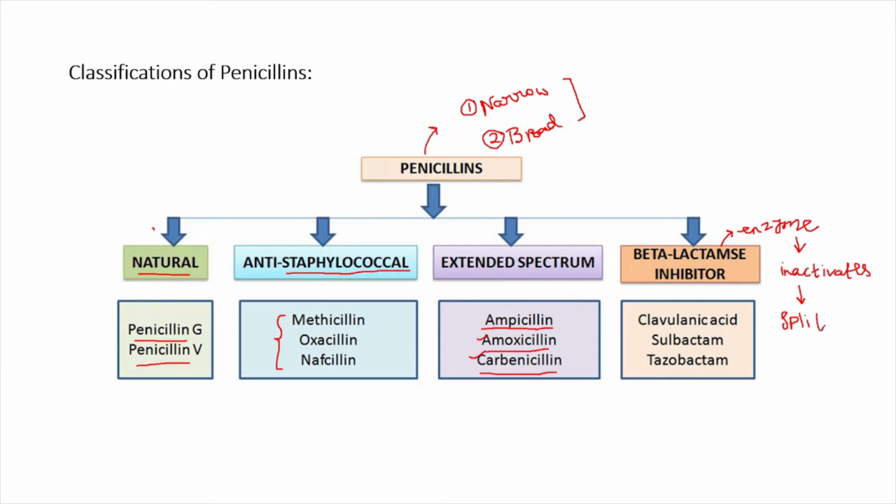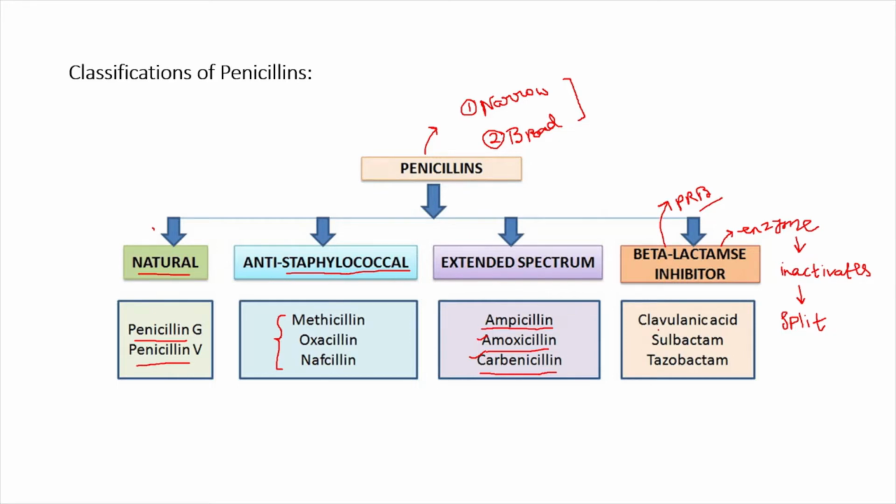Alright, so by splitting the beta lactam ring, what do we call such bacteria who have the beta lactamase in their body, in their cell wall? We call them penicillin resistant bacteria, PRB. So penicillin resistant bacteria.